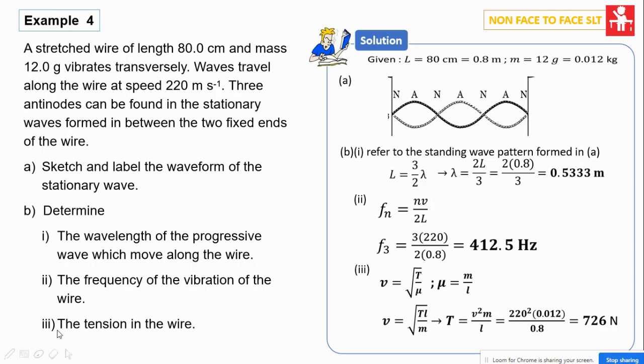For question number D, the tension in the wire. So in order to get the tension, we can link it to the formula of the speed, v equals square root of T/mu, whereby mu is mass per unit length. So after we arrange the equation, we have the formula of tension equal to v squared m/L. After we substitute all the values given, we will get the tension value equal to 726 newtons.